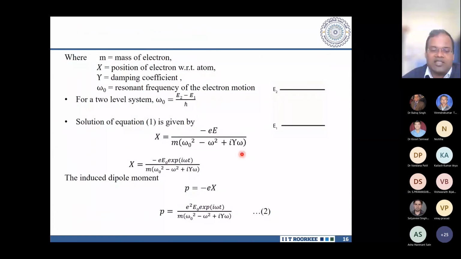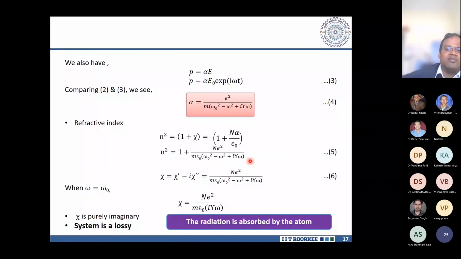And you can substitute for E from the previous slide and you will have this equation. We also know about the induced dipole moment, that is p equals minus e x, and x we have obtained, that we can substitute here. I wish I had a board to write, then it would have been much nicer, but you can see and it is understandable. We also have p equals alpha E. Alpha is the polarizability of the atoms or the molecules. So alpha you can write like this.